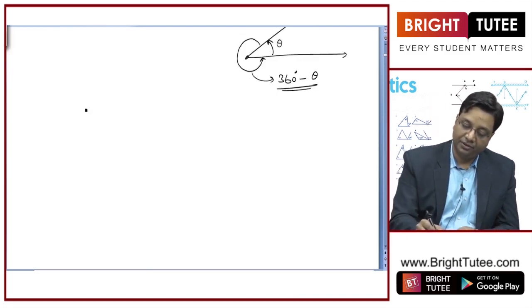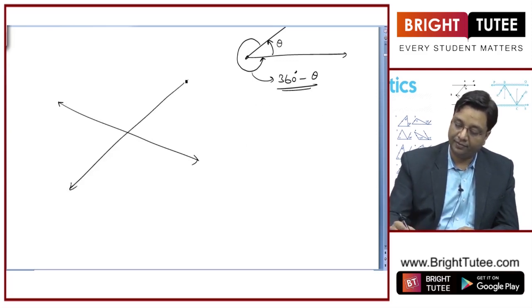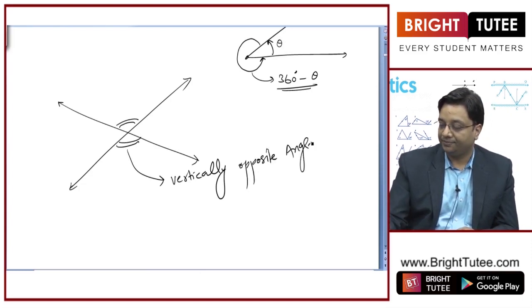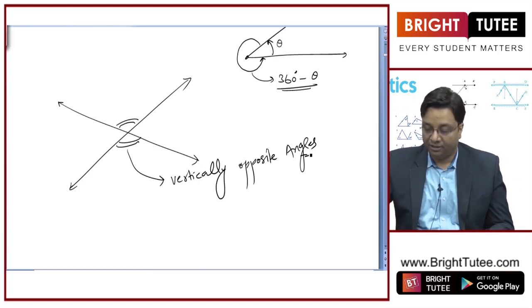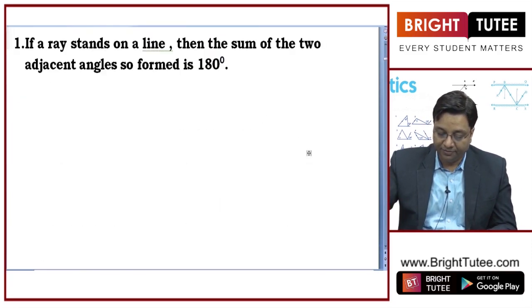And if you draw two intersecting lines like this, these two angles are known as vertically opposite angles. Okay. So, let us discuss some of the important concepts here.